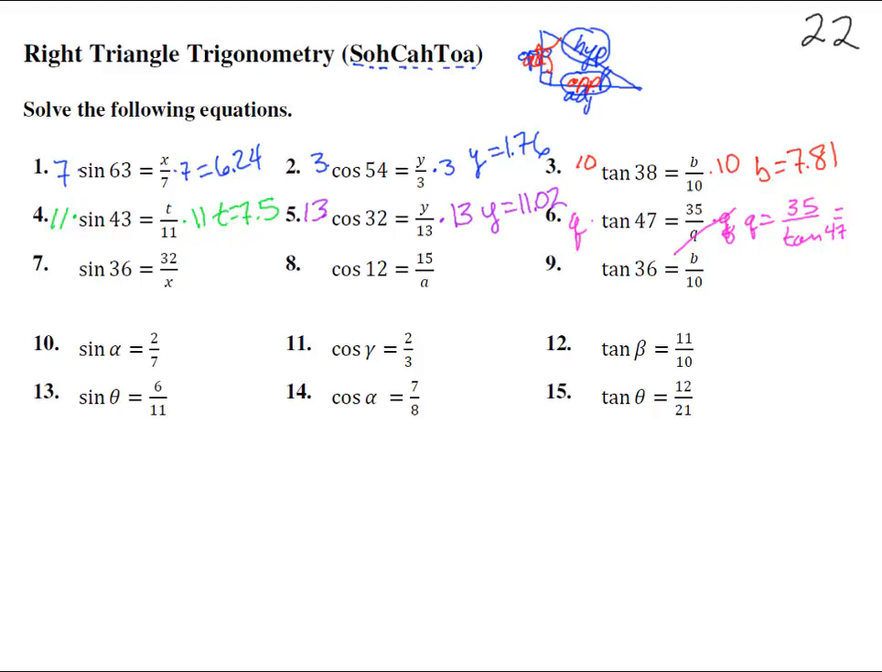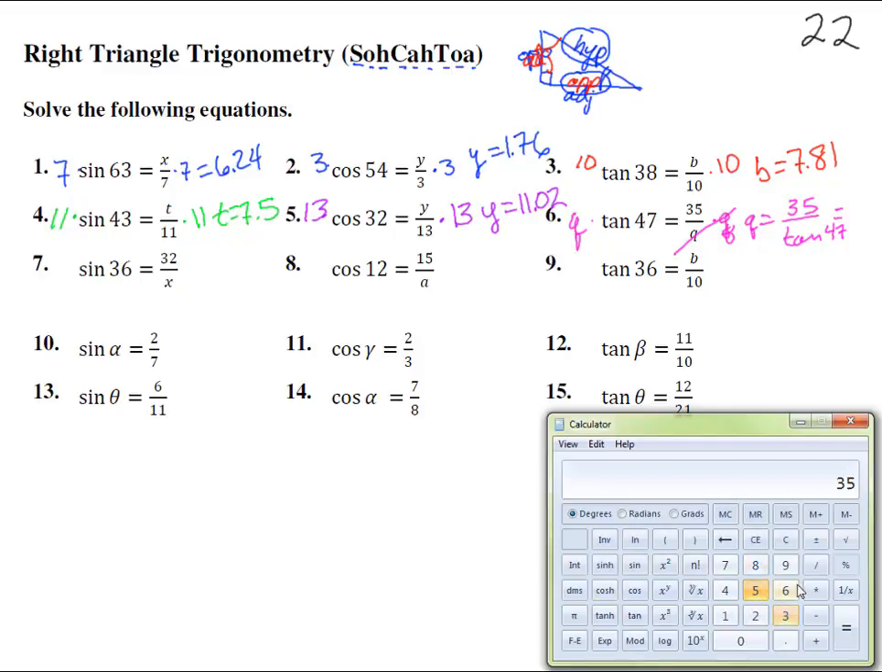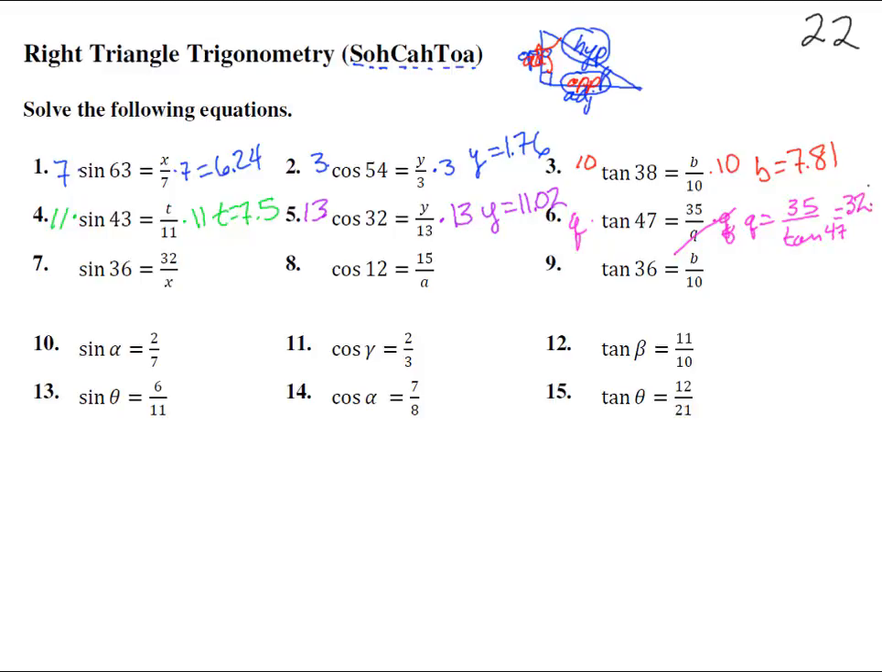So we actually get q equals 35 divided by this number that's in the calculator, tangent of 47. So when we pull this out, we do 35 divided by the tangent of 47, and that's going to equal 32.63. Good. That's good to know.